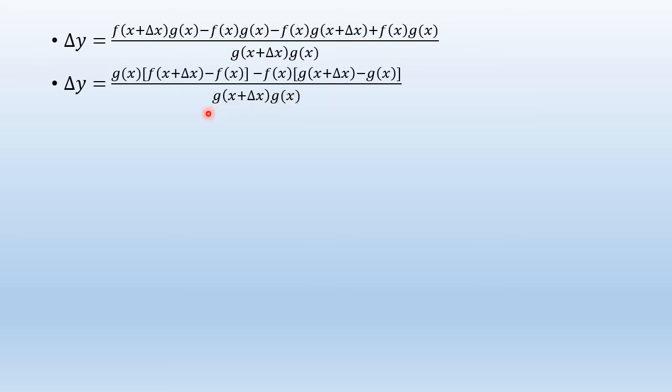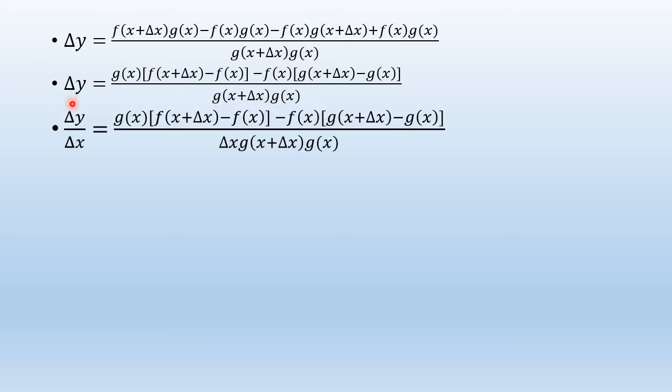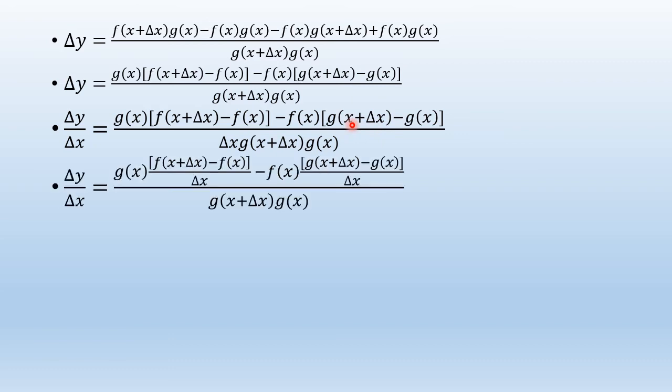Now we go for the next step of the first principle method, which is to divide both sides by del x. We are again going to make some adjustment and rewrite the same expression, this time writing this del x under this numerator. This del x will be written under this and this del x under this. So del y by del x is g of x, and the del x is written under f of x plus del x minus f of x. Then we have minus f of x, and del x is again written under g of x plus del x minus g of x.